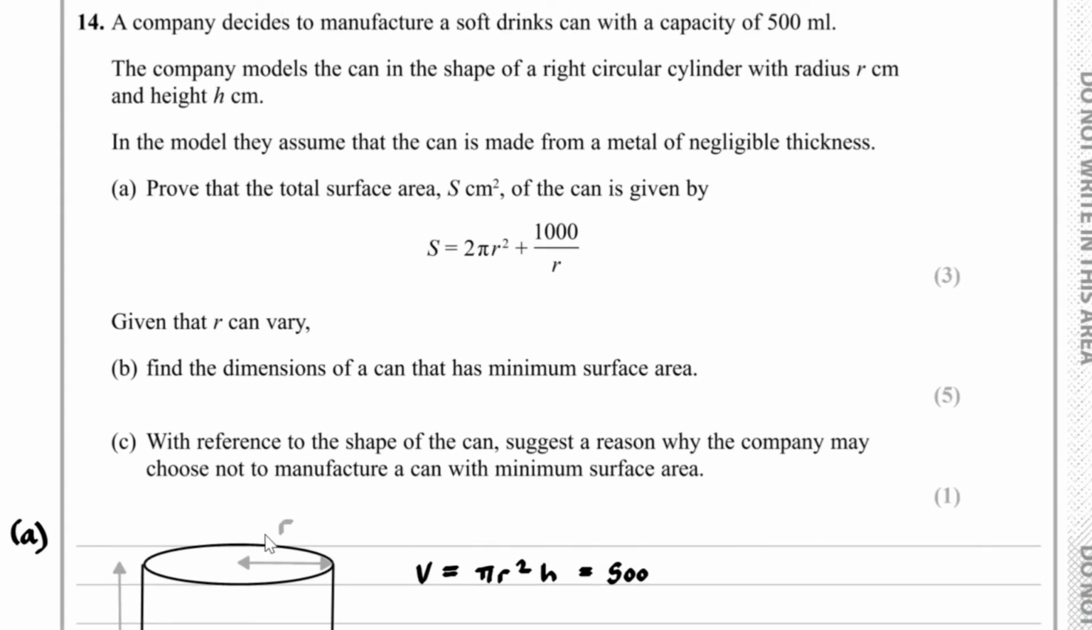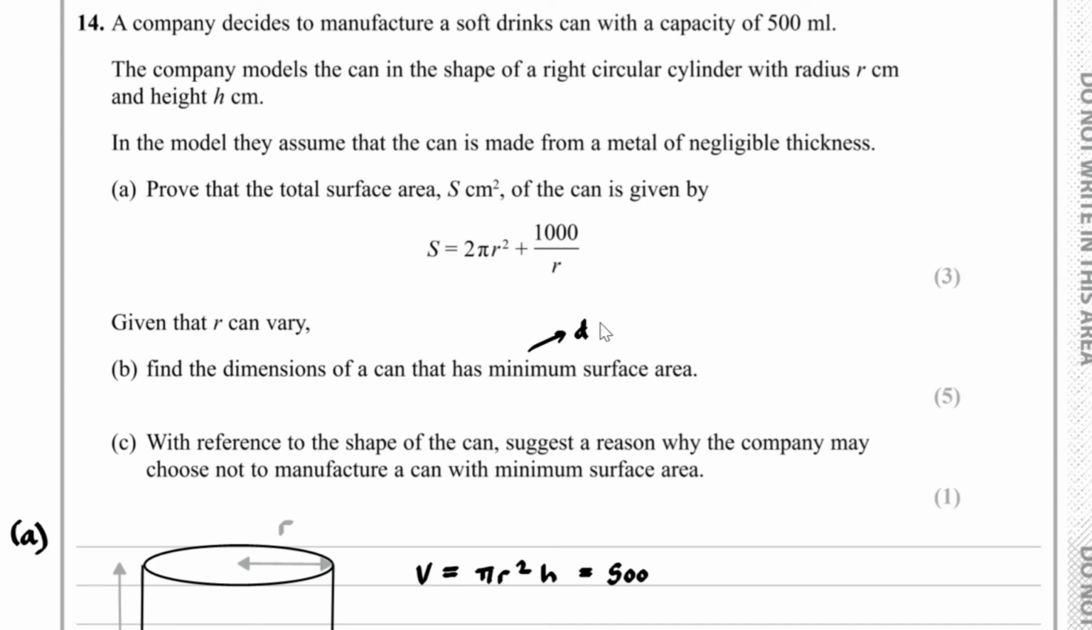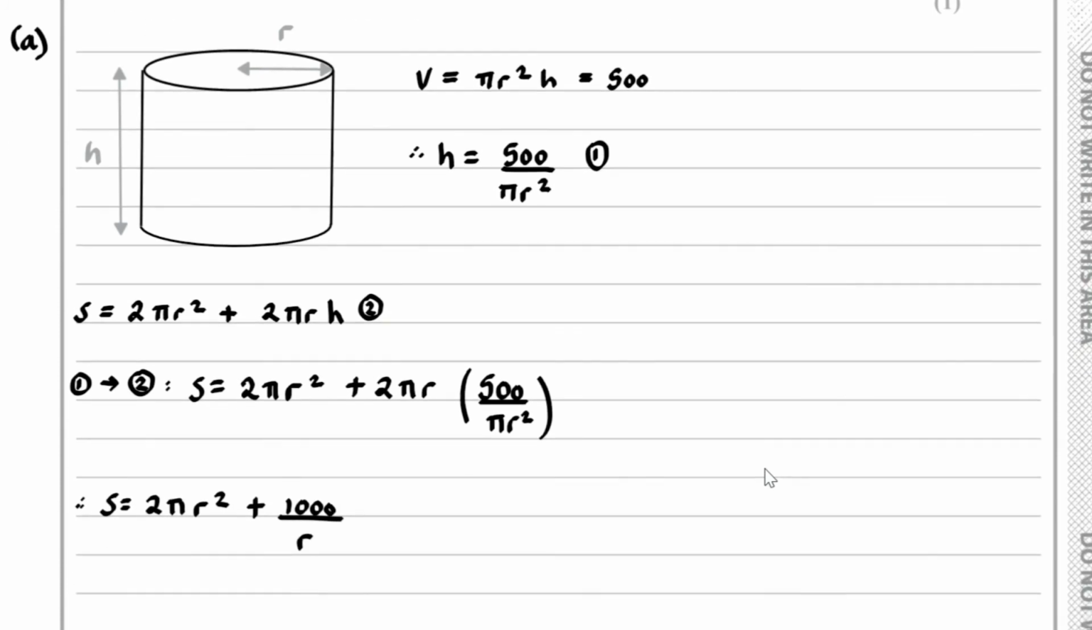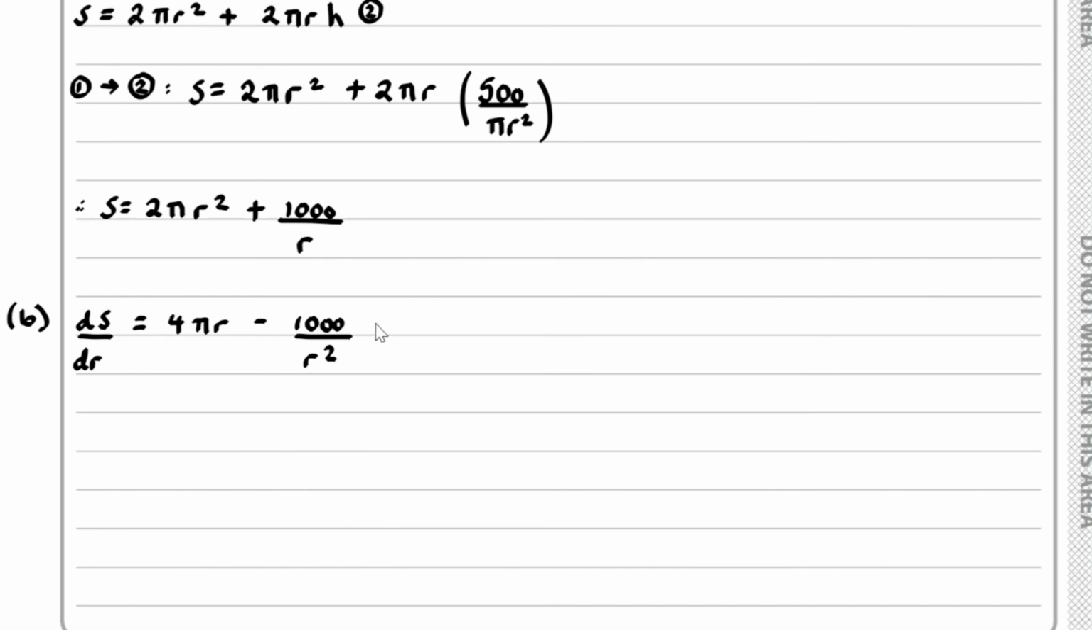And now for part B, given that r can vary, we have to find the dimensions of a can that has minimum surface area. Well, minimum surface area suggests to us we need to find out what ds over dr is and then set it equal to 0. So if I differentiate for part B, ds over dr equals 4 pi r minus 1000 over r squared. And now what I need to do is set this equal to 0.